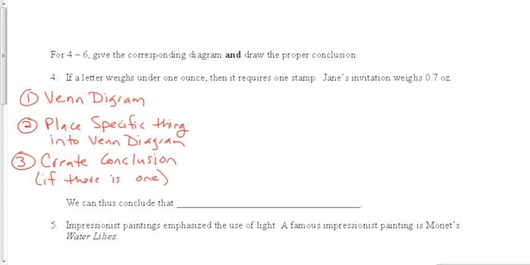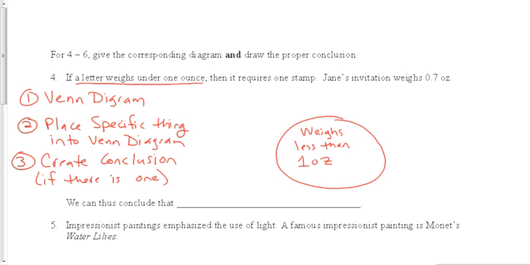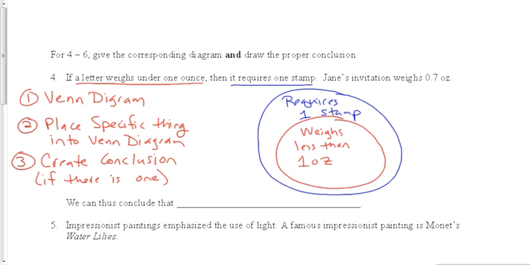So for my if-then statement, the part after the if is my small circle inside the Venn diagram. So we have a letter that weighs less than 1 ounce. Okay, so we have letters that weigh less than 1 ounce. And if I have one of those, it requires 1 stamp. So requires 1 stamp is the outside circle. So anything that weighs less than 1 ounce requires 1 stamp. So that's step 1.